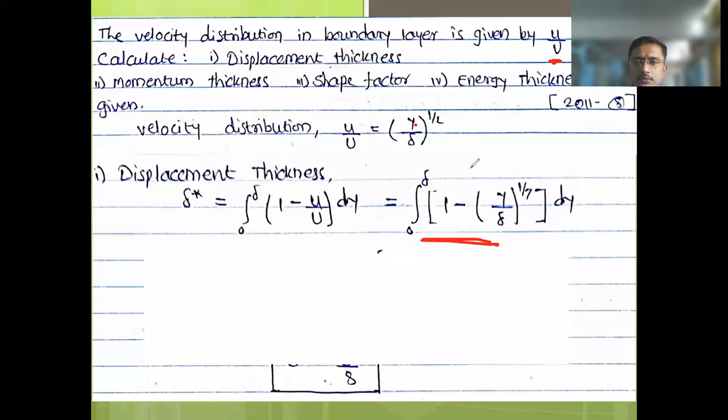Right. It is raised to 1 by 2 or 1 by 7? It should be 1 by 2, as per the velocity distribution. So instead of this, 2 should be there. By mistake, it might have been written there.